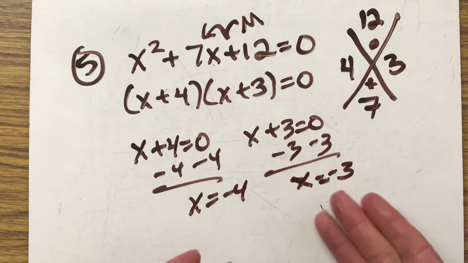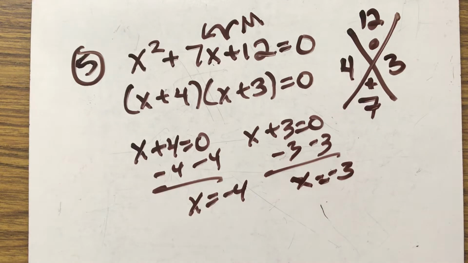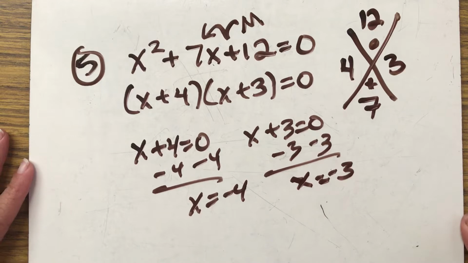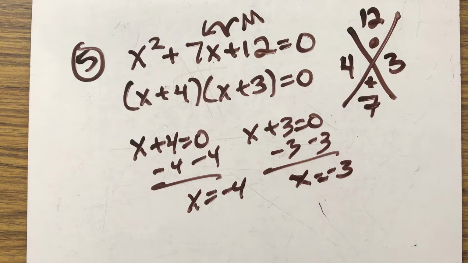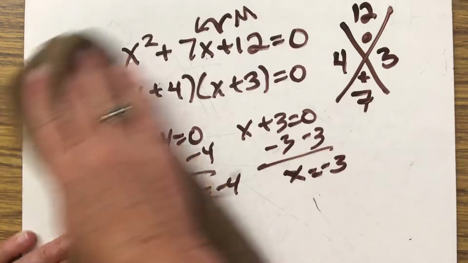And at this point, we should know what these mean. These are our zeros, our roots, our solutions, our x-intercepts. Yep, that's what it is. Awesome. First answer is -4 and -3. Let's look at question number 6.